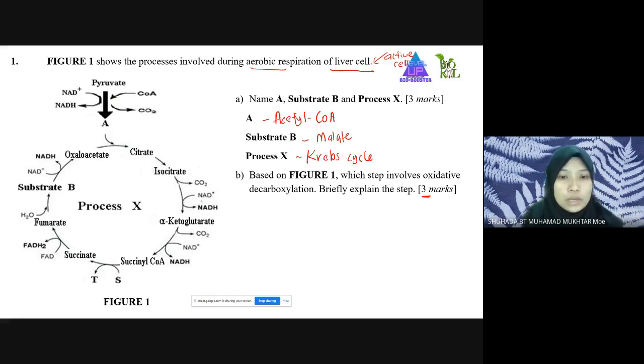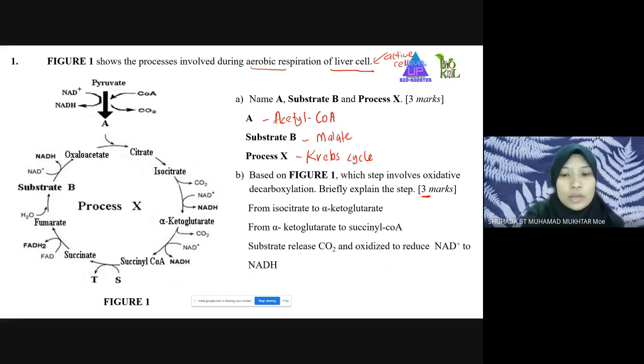So apa awak dapat kat sini? Kita ada from isocitrate to alpha-ketoglutarate, one of it, and then from alpha-ketoglutarate to succinyl-CoA. So salah 2 lah. And then barulah awak explain. So what is oxidative decarboxylation? Substrate releases carbon dioxide, which is the decarboxylation, and is oxidized to reduce NAD+ to NADH. So dia undergo decarboxylation and oxidation.